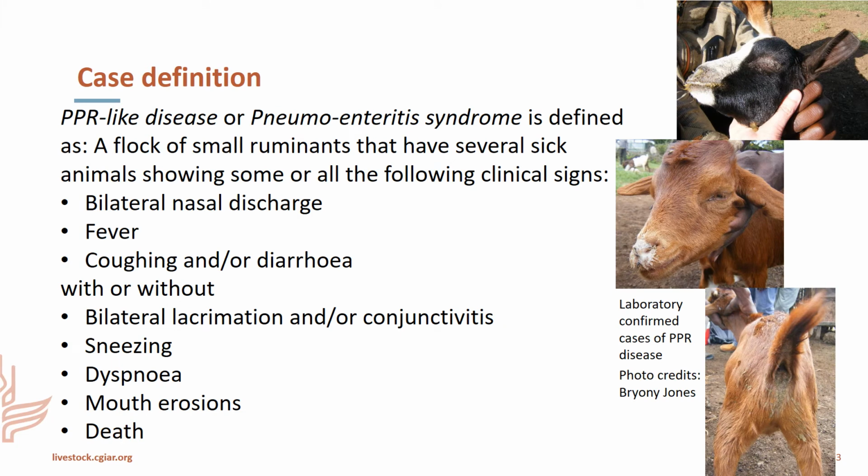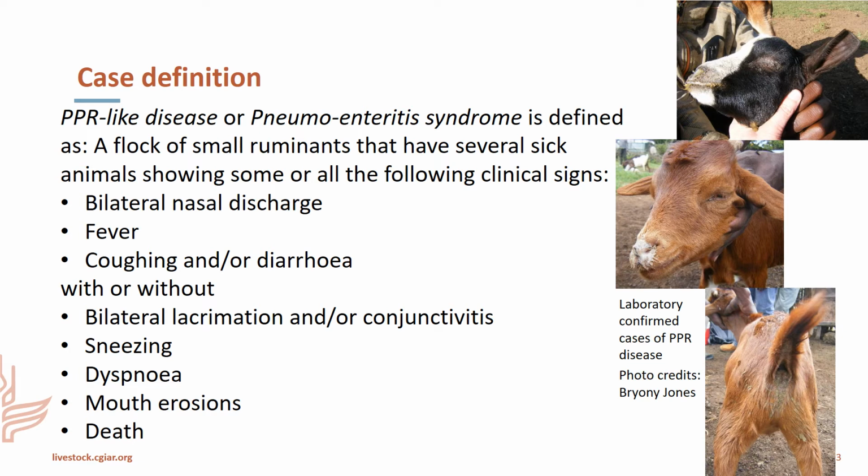The case definition for PPR-like disease, or pneumoenteritis syndrome, can be used to help to decide whether a disease report might be a case of PPR. If you hear of or see a flock that has several sick animals showing some or all of the clinical signs listed here, you should record it as a possible PPR case, and an outbreak investigation should be carried out.